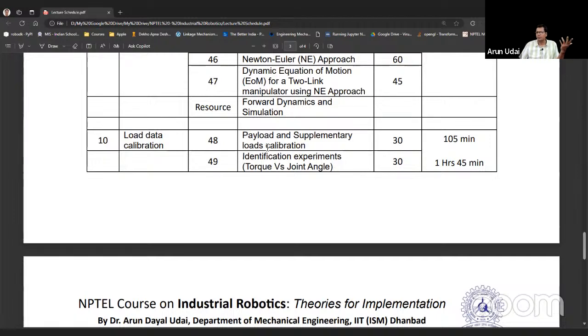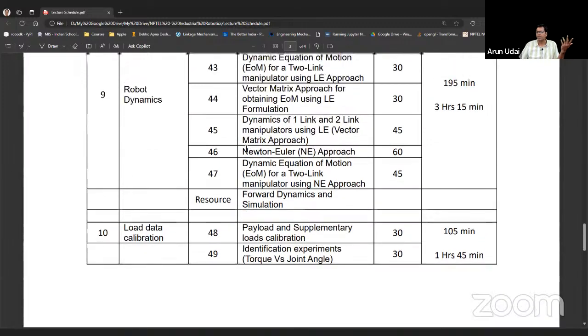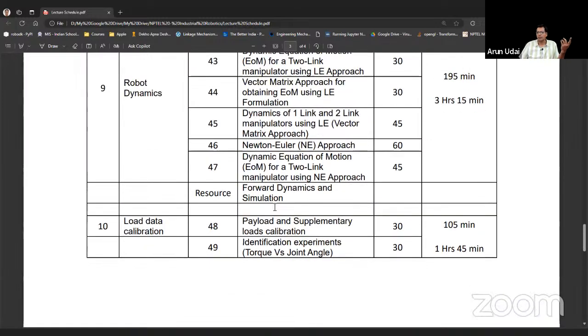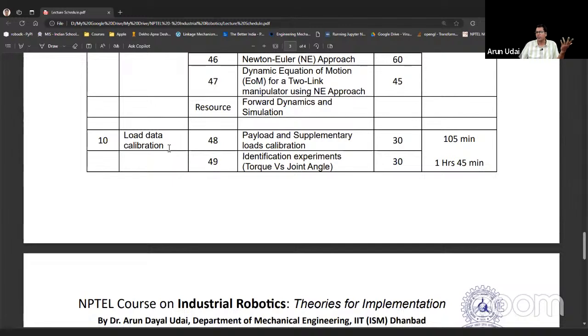So payload and supplementary load both change the dynamic behavior of the robot. That is the reason payload should be well identified, its moment of inertia, mass center point. Doing all of this is known as load data calibration. That involves some identification experiments, which is what I have included here. And payload, supplementary load is very, very common. Even to handle some static loads, it is required. So the facility for payload and supplementary load is there in the robot's teach pendant also.